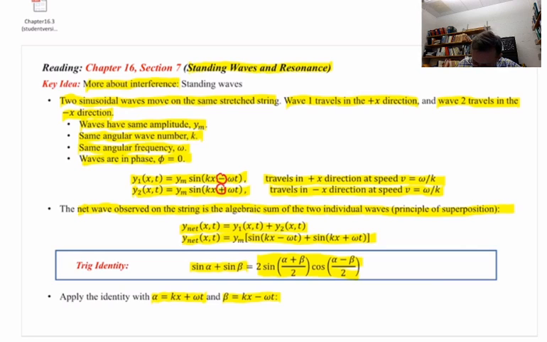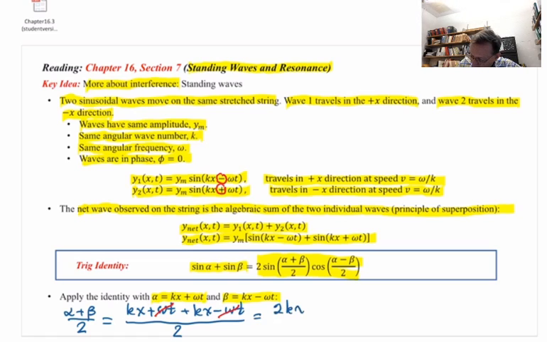Let's do the alpha plus beta over 2. Let's see what we get. Alpha is kx plus omega t, plus beta, kx minus omega t, all divided by 2. Looks like I have a plus omega t and a minus omega t, so those cancel. And in the numerator, I have 2 factors of kx. So altogether, I have 2kx over 2. That's just kx. Well, that was simple.